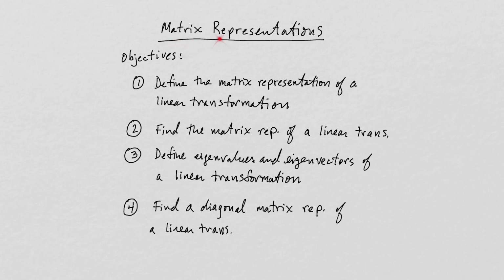All right, that finishes this video on matrix representations. We defined the matrix representation of a linear transformation, as well as the eigenvalues and eigenvectors of a linear transformation. Then we did some examples where we found the matrix representation of a linear transformation, and then found a diagonal matrix representation of a linear transformation.